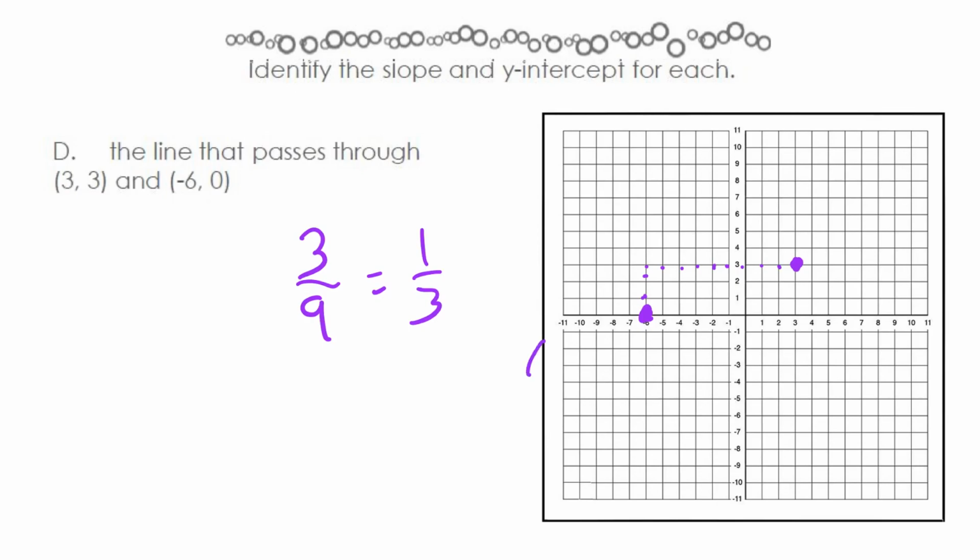And then we draw our line passing through those 2 points, and our y-intercept is at 2.